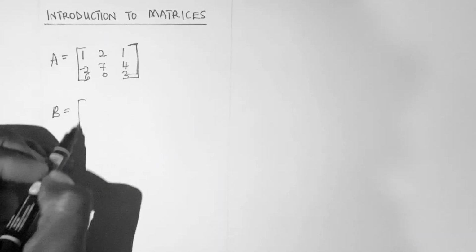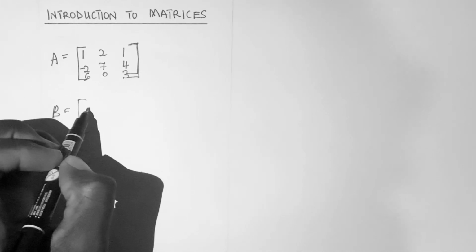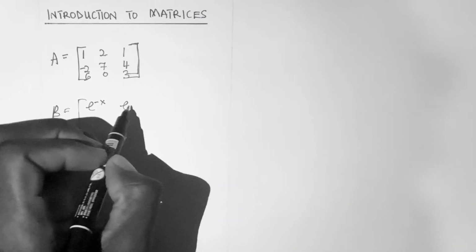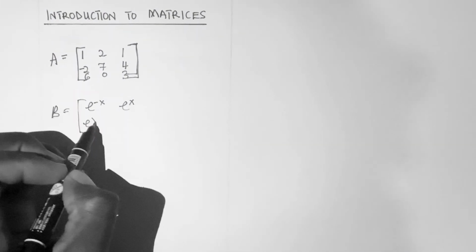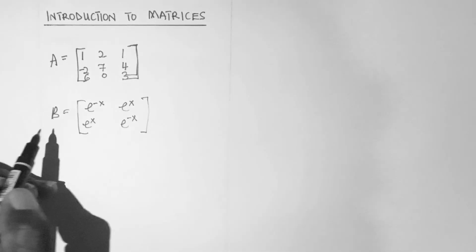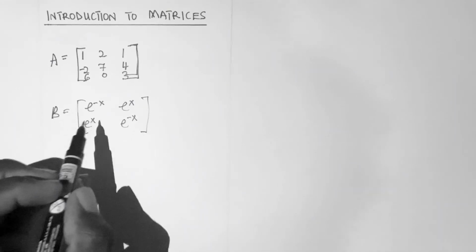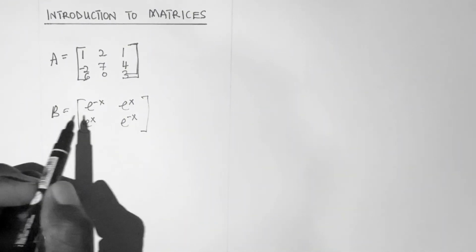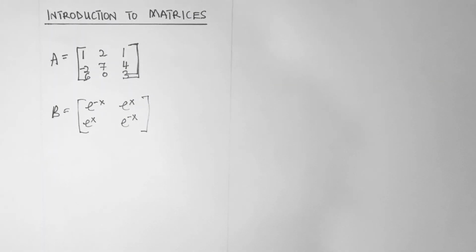Another example is we could also have a matrix in this form: exponent minus x, exponent x, exponent x, and exponent minus x. So this is a matrix which is an arrangement of ordered functions. So a matrix can also be represented in this form.